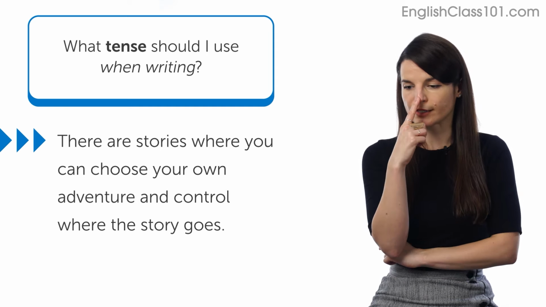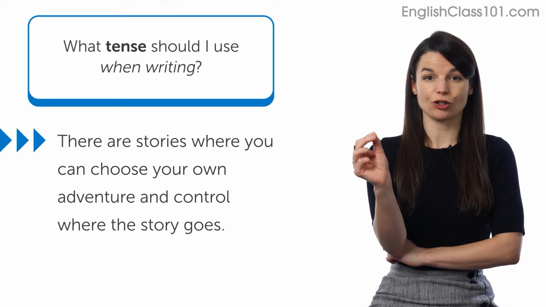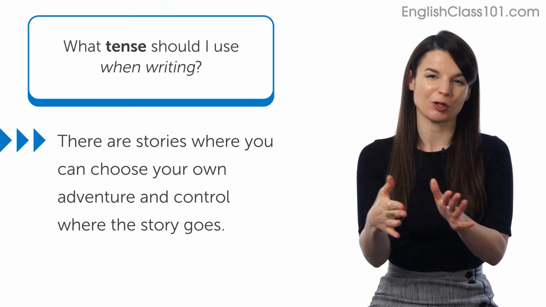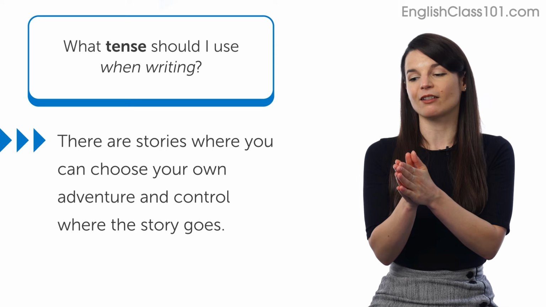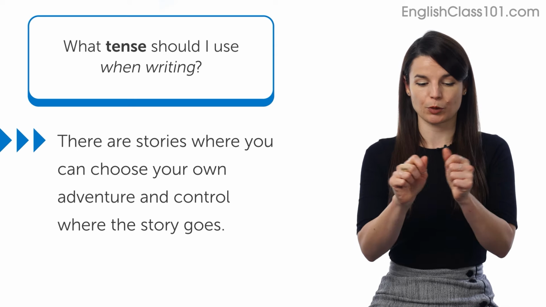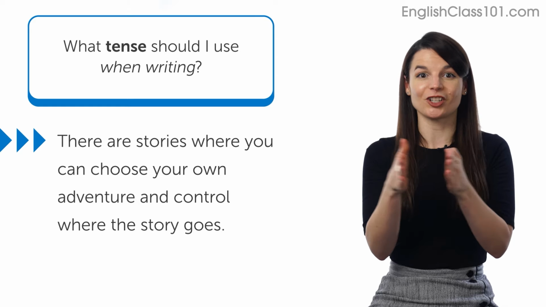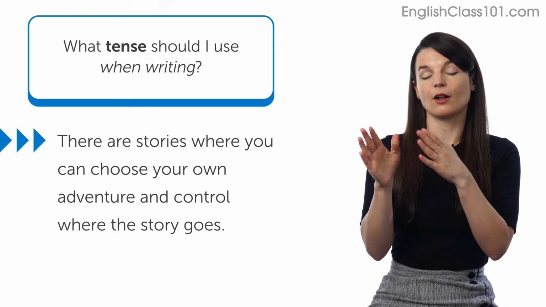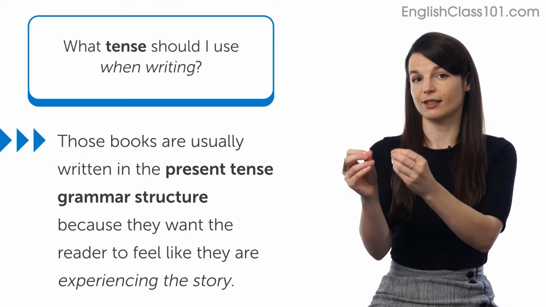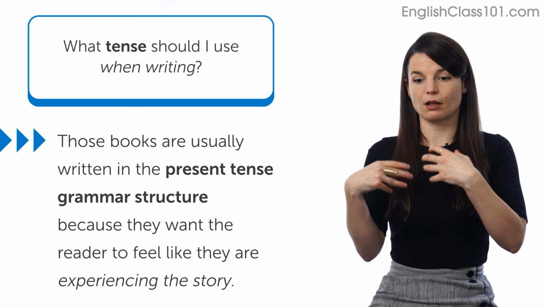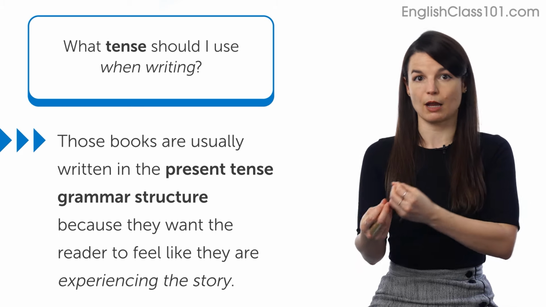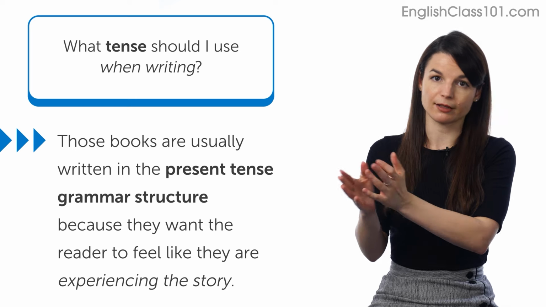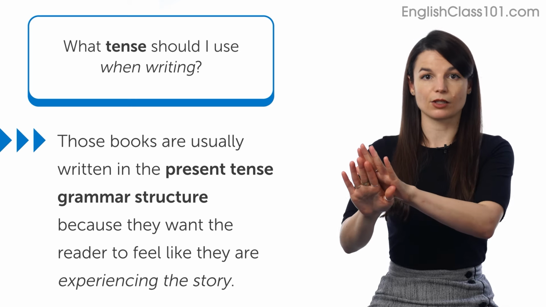You might see, for example, something called choose your own adventure stories. If you have read any kind of English book that's intended for young people, usually teenagers, you might see a lot of those choose your own adventure stories, which are books where you can change the storyline depending on which page you turn to. You have to make decisions as a reader. Those books are usually written in a present tense grammar structure because they want the reader to feel that they are experiencing the story and making decisions for themselves that change the story. So that's an extreme example of when we might use a present tense grammar structure to tell the story.